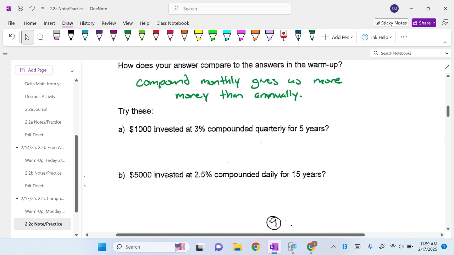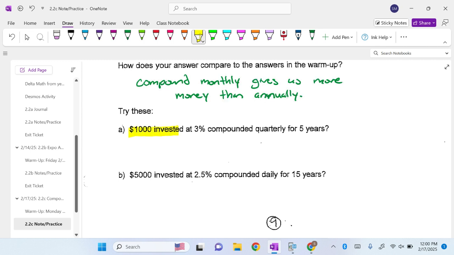Now, let's try some more examples. Let's look at letter A. So let's set this up. $1,000 is invested at 3% compounded quarterly for 5 years. So let's figure out my different parts first. What would my principal, or my initial value, be? 1,000. What would my R value be? 0.03. Your R value comes from the 3%, and you just convert it to a decimal.